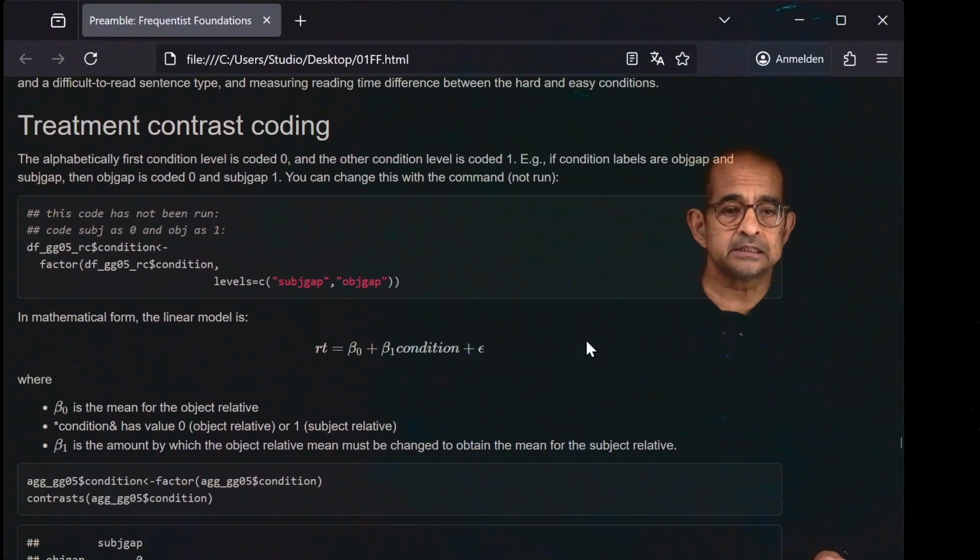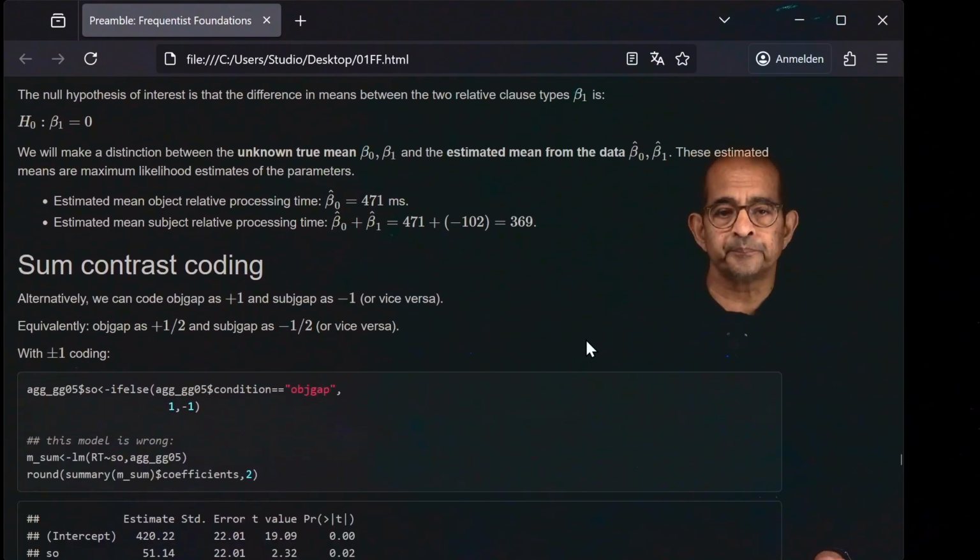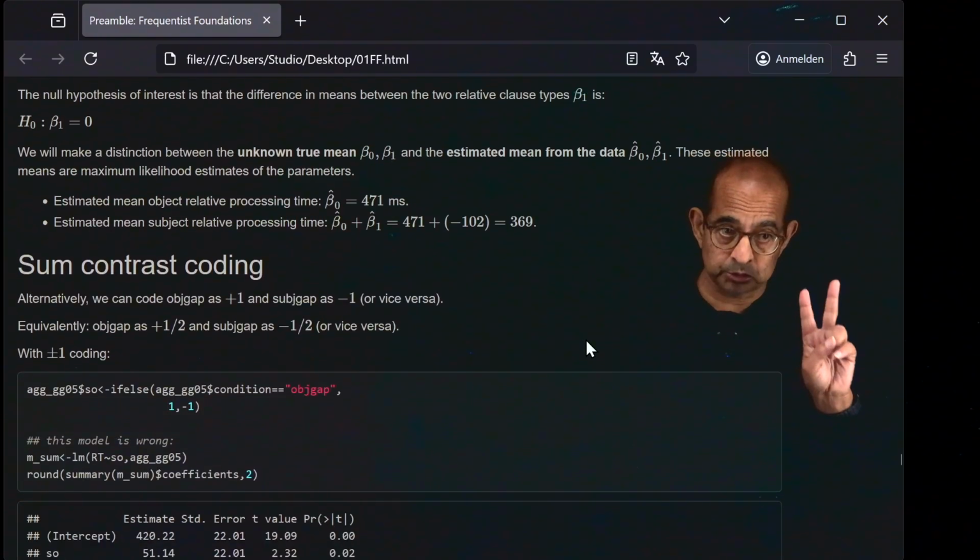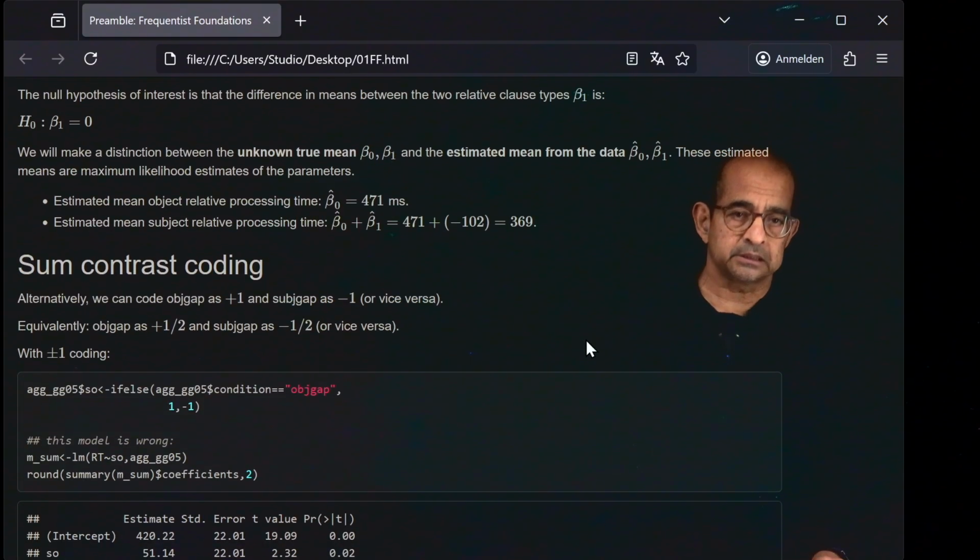That can be worked out, as we will see in a later chapter. But it's important to understand these two types of contrast coding, treatment and sum contrasts.